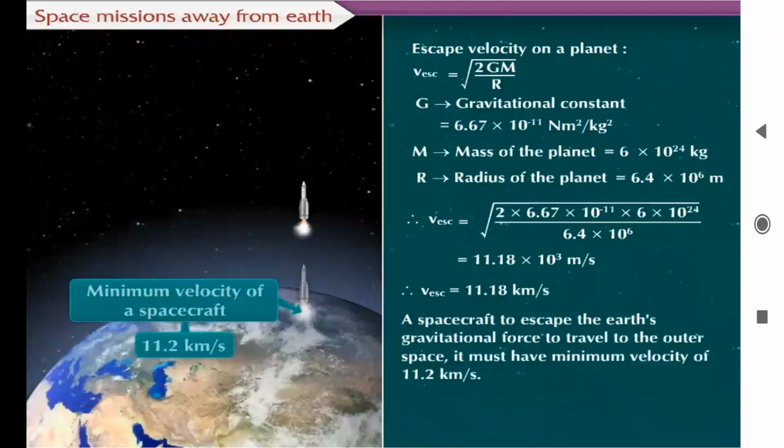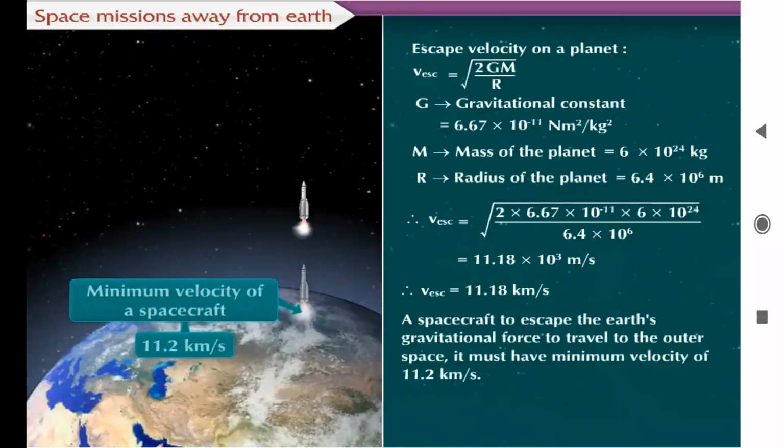So for the spacecraft to escape the Earth's gravitational force and travel to outer space, it must have a minimum velocity of 11.2 kilometer per second. So this was all, students, a revision of the previous sessions which I have taken. I hope you all have understood all the points.